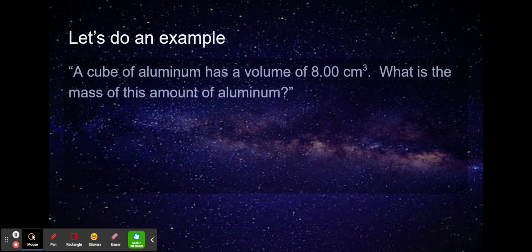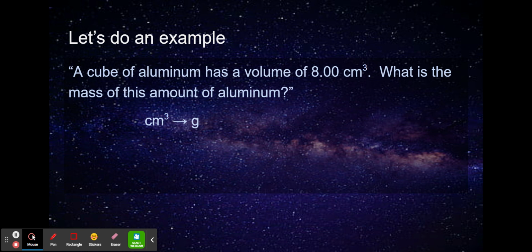Let's do an example. In solving problems, the first thing we have to do is read the problem. A cube of aluminum has a volume of 8.00 centimeters cubed. What is the mass of this amount of aluminum? Now, with any word problem, it's good strategy to make a diagram or map we can look back at to see what we're doing so we don't have to reread. We are given a quantity in centimeters cubed, which is volume, and we're asked for mass. Units of mass are going to be grams, so we're going to write centimeters cubed to grams. We're given centimeters cubed, we want grams.